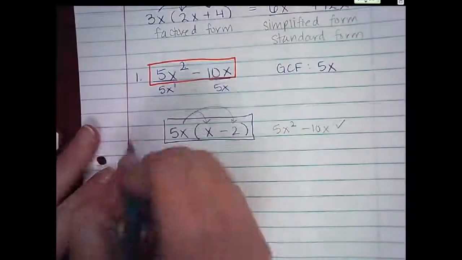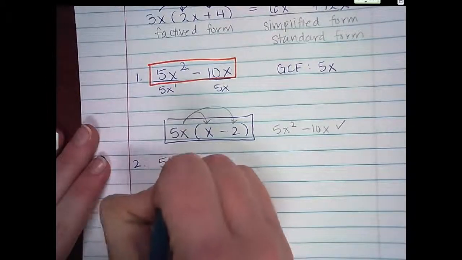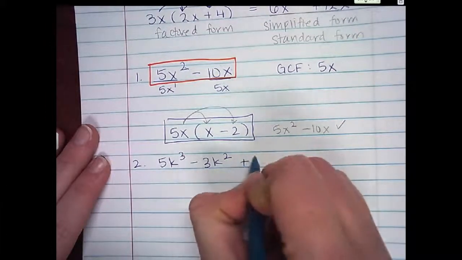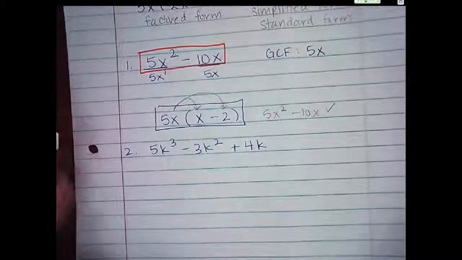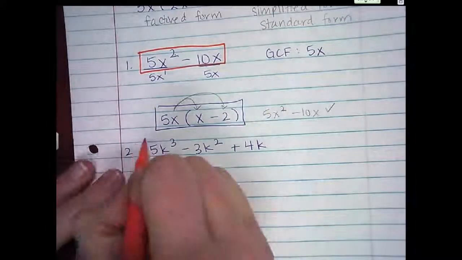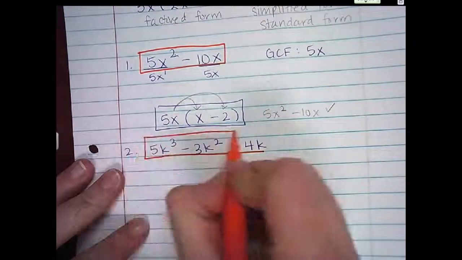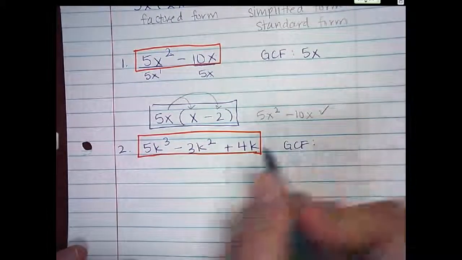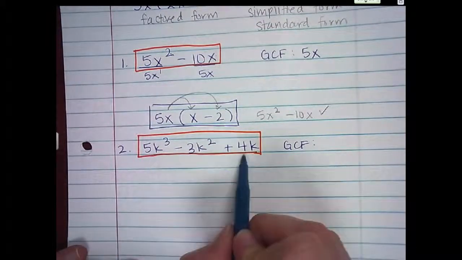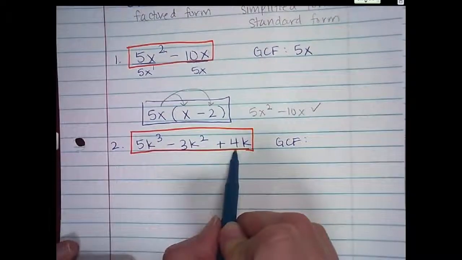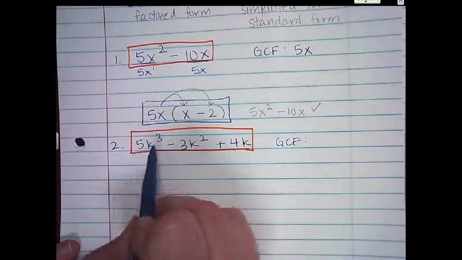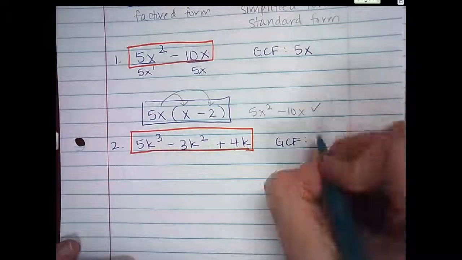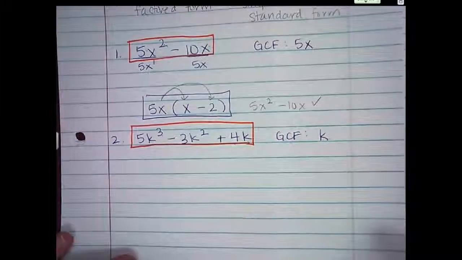Okay, so you can check yourself on these. Okay, let's do another one, number 2. 5k to the third minus 3k squared plus 4k. Okay, let's start with our GCF. So look at your numbers. 5, negative 3, and 4. There is nothing that goes into all 3 of those. So I don't have a number. So then look at your k's. I have 3 k's. I have 2 k's, and I have 1 k. Everything has k's. I can only take out the lowest amount, so I'm going to take out 1 k.